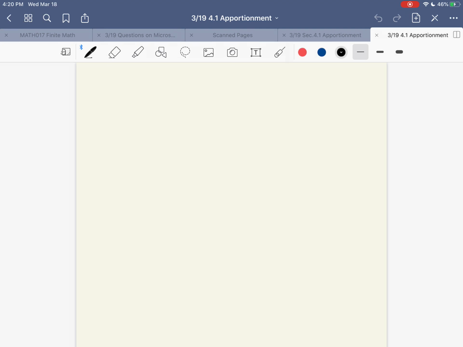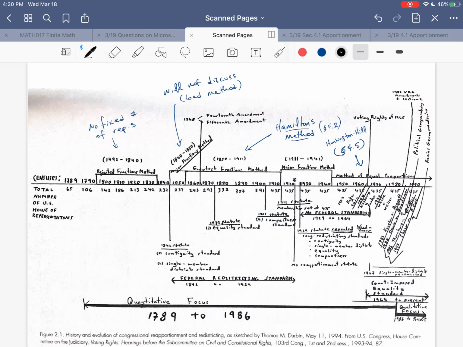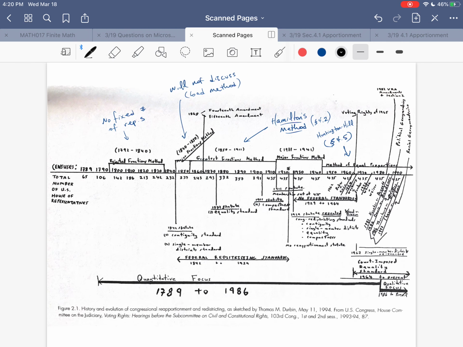For those of you who weren't in class last Thursday, I started talking about this, but not very much. I looked at some pictures, including this one, which I've scanned in from a book, and I'll upload. I'll go back to these pictures again, but it outlines the different methods we've used for apportionment in the history of American politics.